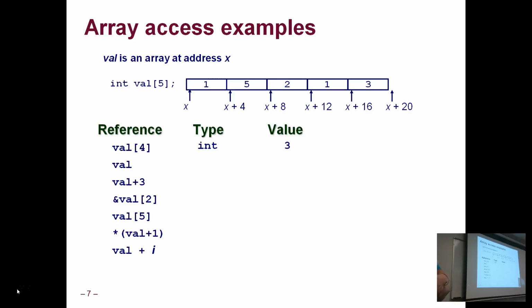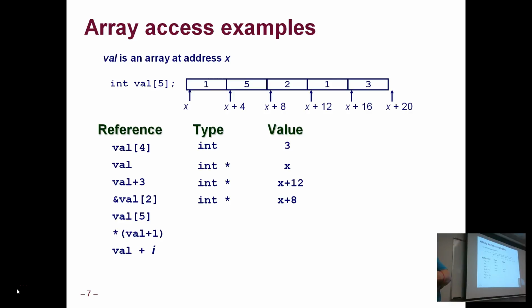If you see val by itself, what is its type? A pointer to an integer. Yeah, you have to always associate a type with that pointer. The value is not 1, it's x, because val of 0 would resolve into 1. When you use val by itself, you just return the address, and these are the addresses on the bottom. Okay, so val plus 3, what type is that? Pointer to an integer. What's its value? X plus 12. This one, the address of val of 2: x plus 8, yep. Integer pointer, x plus 8.